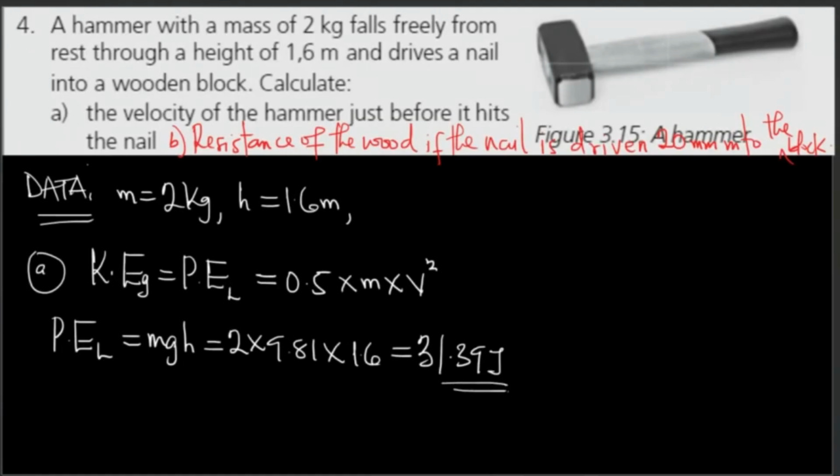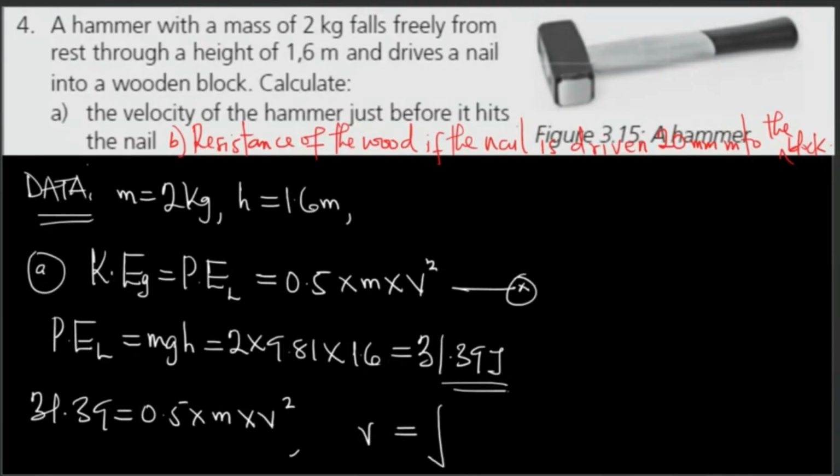So referring to this here, we can determine the velocity. 31.39 equals 0.5 times m times v squared. So you can calculate your velocity here, make v the subject of the formula. 31.39 divided by 0.5 times mass, which is 2. Here we can determine our velocity, 5.6 meters per second.